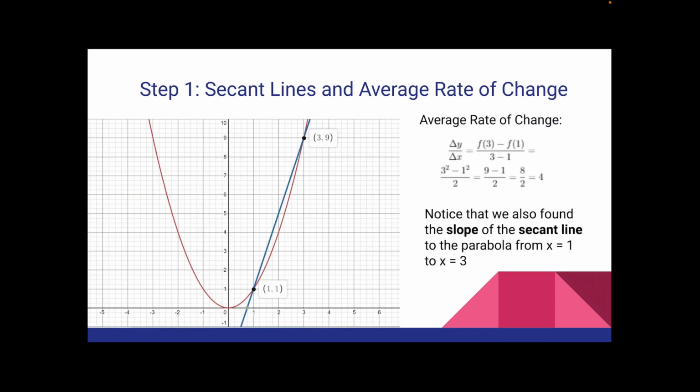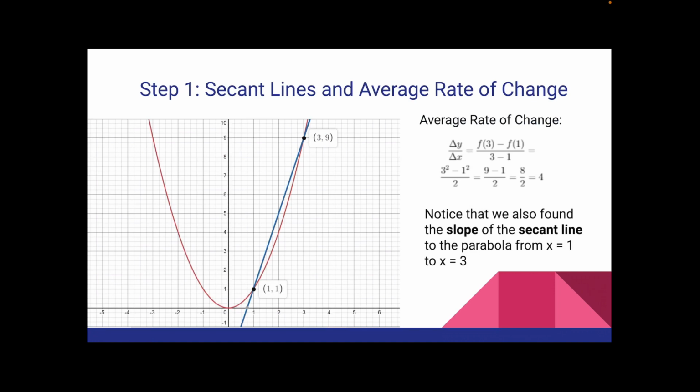So if I have the points (1, 1) and (3, 9) on the curve y equals x squared, then the average rate of change of x squared from x equals 1 to x equals 3 could be found by using the formula for the slope, m equals y2 minus y1 over x2 minus x1. And this gives us (3 squared minus 1 squared) over 2, which is equal to (9 minus 1) over 2, which is equal to 8 over 2, which is equal to 4.